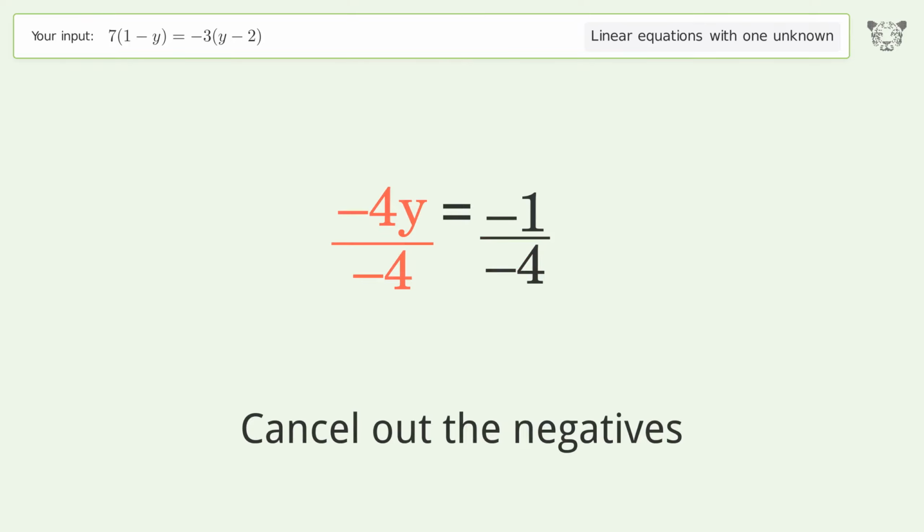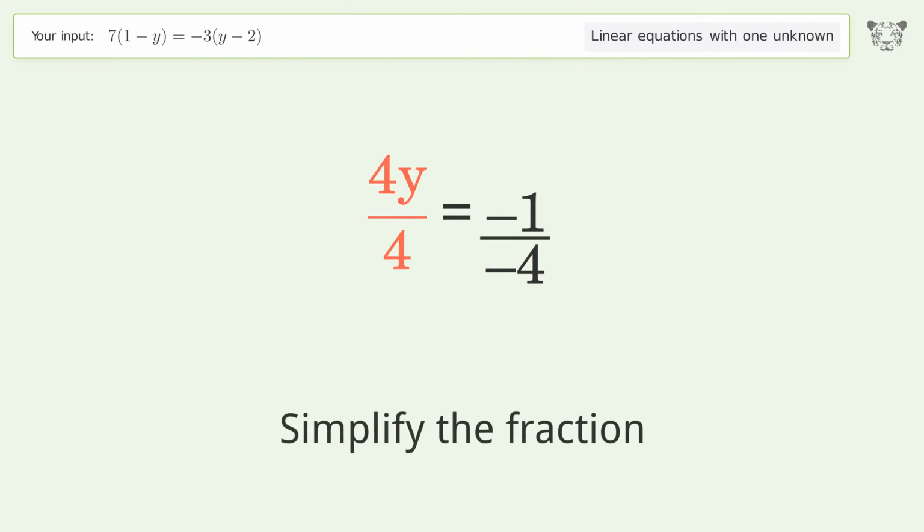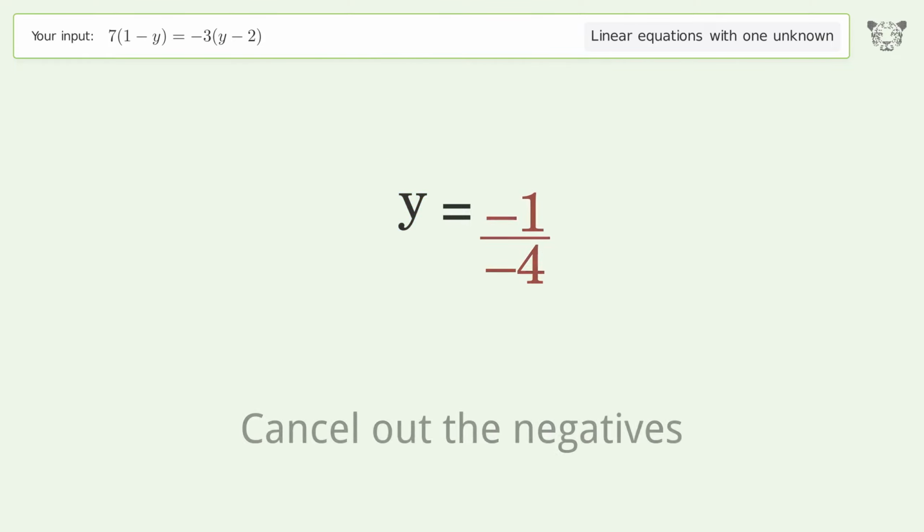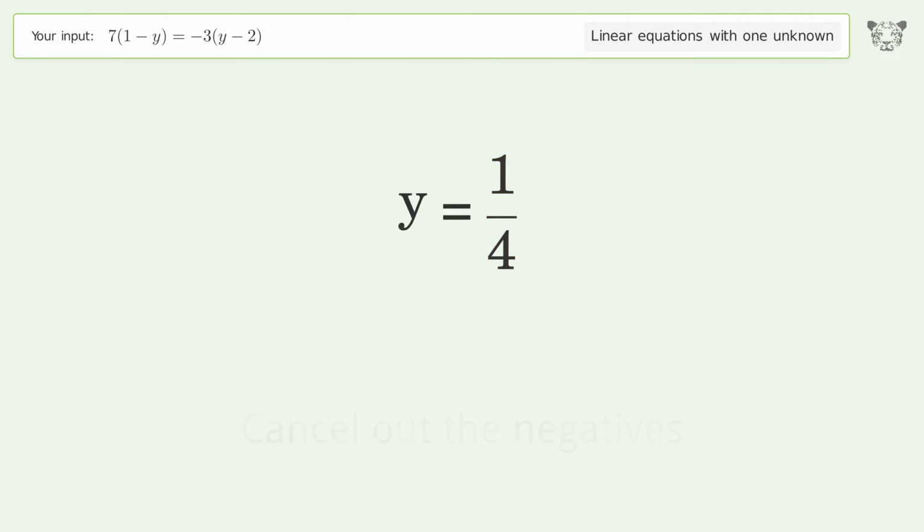Cancel out the negatives. Simplify the fraction. Cancel out the negatives. And so the final result is y equals 1 over 4.